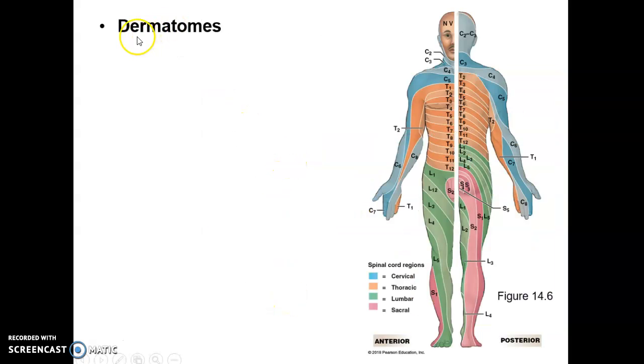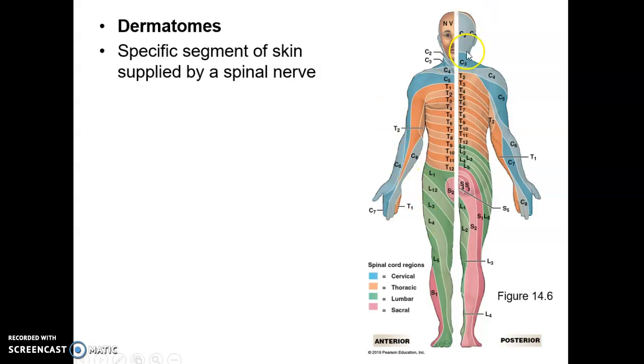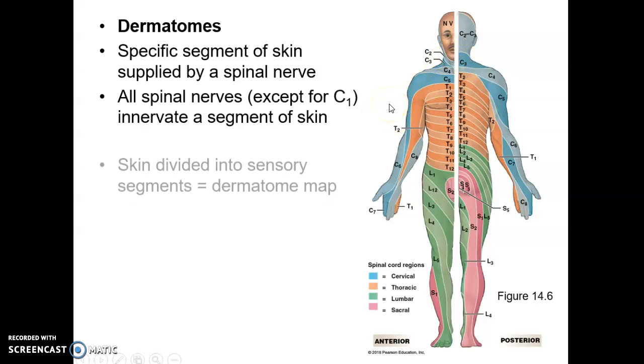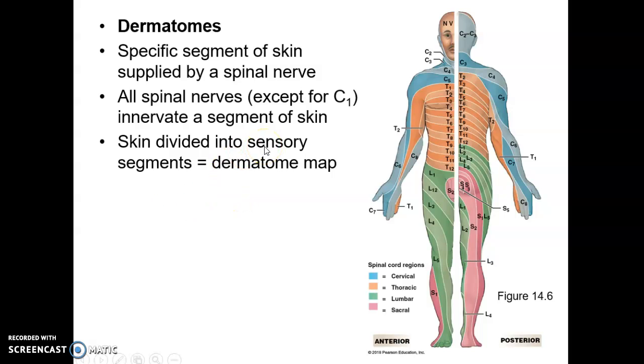Okay, the concept of skin maps or dermatomes. Derma, remember dermis for skin? So specific segments of your skin are innervated, supplied by specific spinal nerves. Remember the 31 pairs of spinal nerves come off the spinal cord, and they extend out and they branch and they innervate certain regions of the skin. All spinal nerves except for C1 innervate a particular section of skin. So the skin can then be divided into what are called sensory zones or segments, and that is also called a dermatome map.